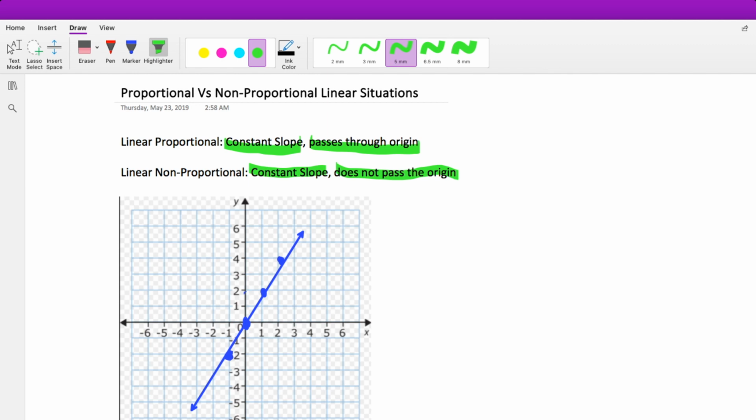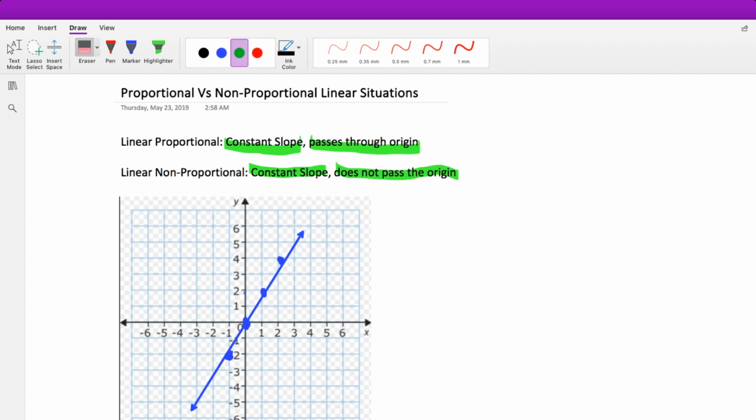Now, you see here where it says linear, non-proportional, and constant slope. Well, if this wasn't linear, then it wouldn't need a constant slope. But that's something you'll learn later on. I just wanted to throw that out there just to answer any possible questions that we may have. But you don't need to worry about that for now.